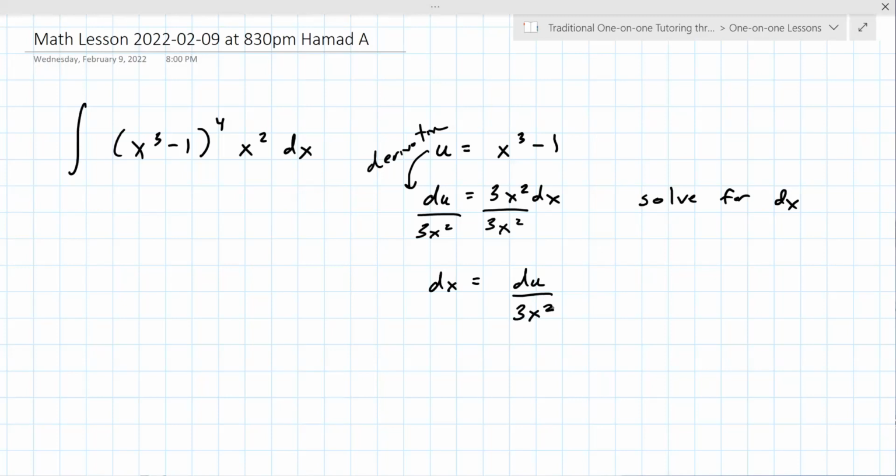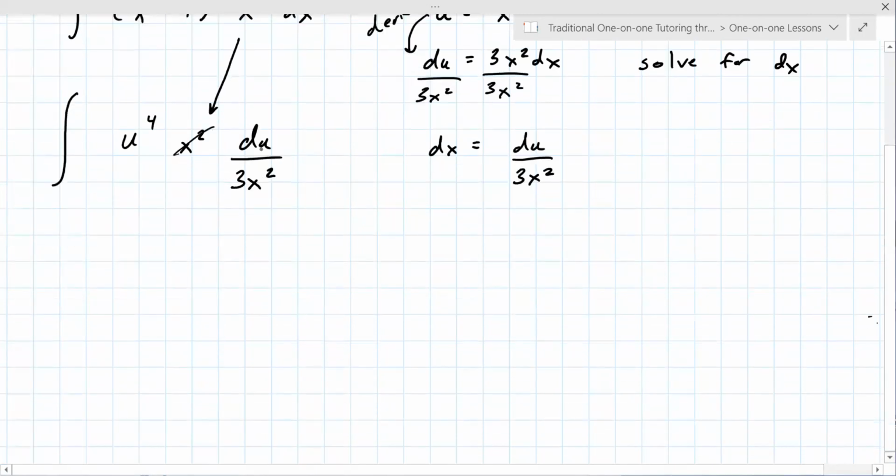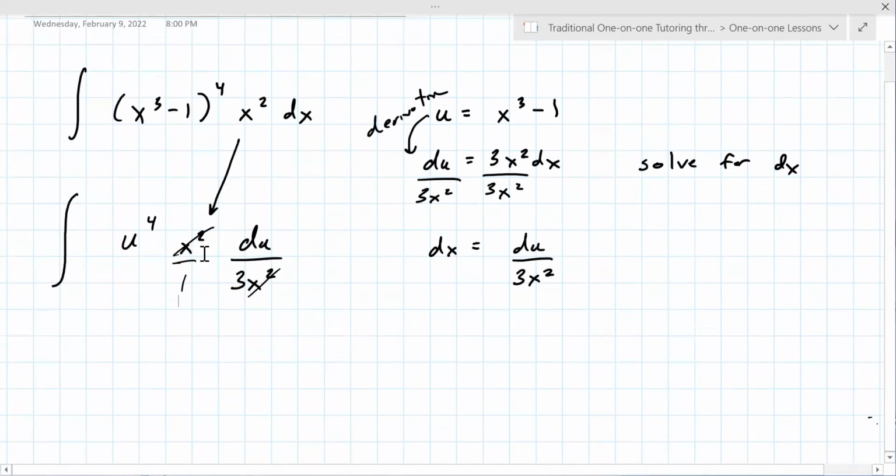And is there a v or no? No, not for this one. Now you go back to your original and substitute in for u and for dx. So instead of x cubed minus 1, it's u to the 4th. The x squared just comes down, but dx is du over 3x squared. You have to be comfortable doing this on the test. Do you see how the x squareds cancel? I brought the x squared down, there's 3x squared on the bottom, and x squared cancels with x squared.